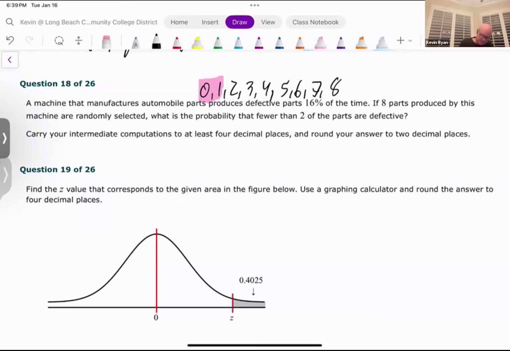This is a binomial distribution. And thankfully, x in this case is less than 2. So there are 8 trials. Probability of success is 0.16, and we want 1 and down.